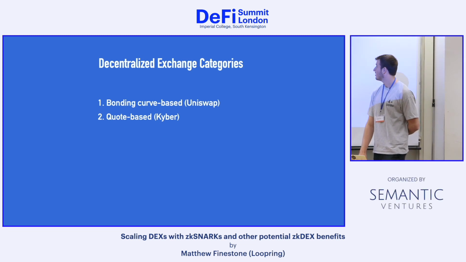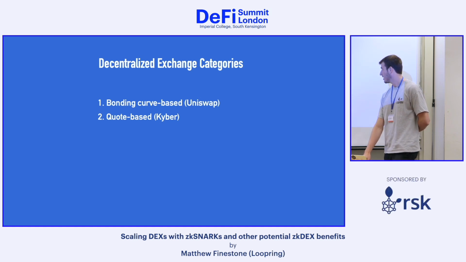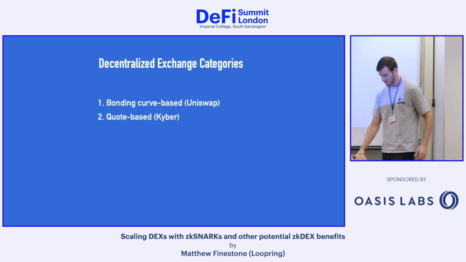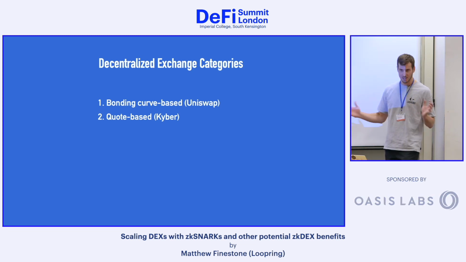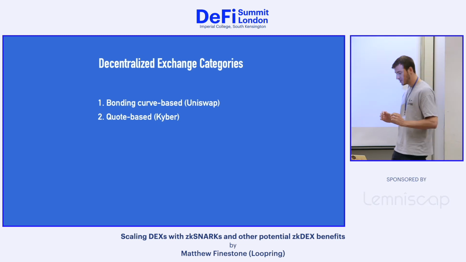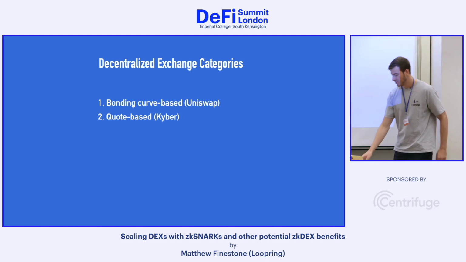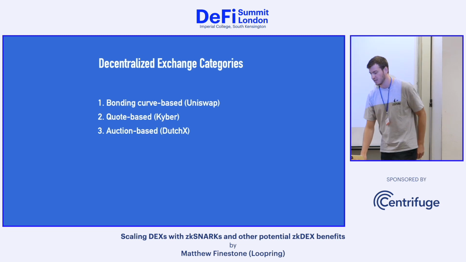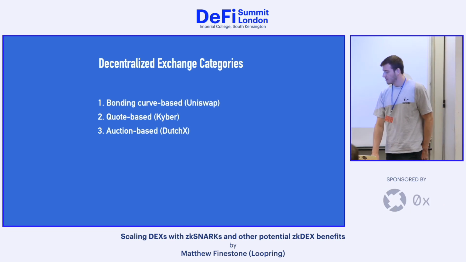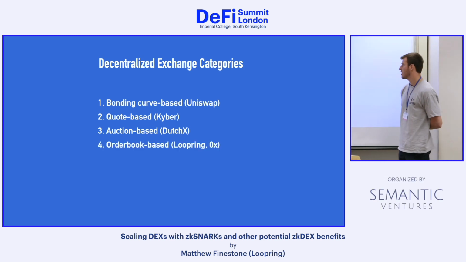But the different exchange categories: we have a bonding curve base, Uniswap, the automatic market maker, and quote base like Kyber. Both of those are on-chain and are not necessarily meant for the fastest types of trading. It's just simple swaps, or what I like to call a token store model. Someone says, hey, what can I buy this token for? And here's the price, take it or leave it. Auction based, like the Dutch X that has come out, a Dutch auction mechanism. And then there's order book based, Loopring, 0x.